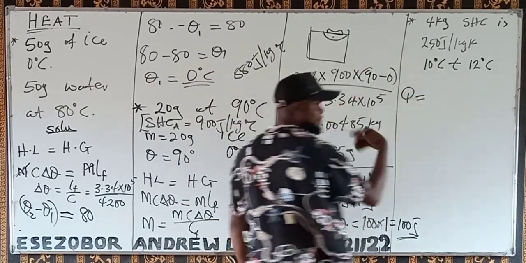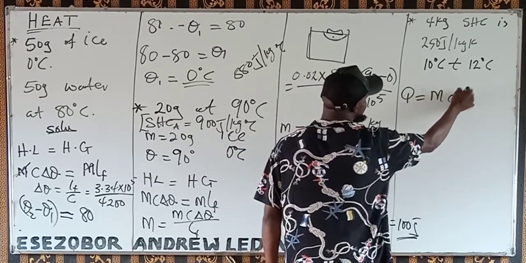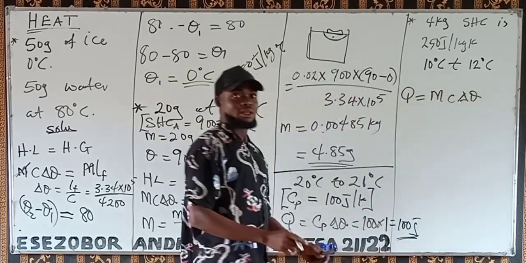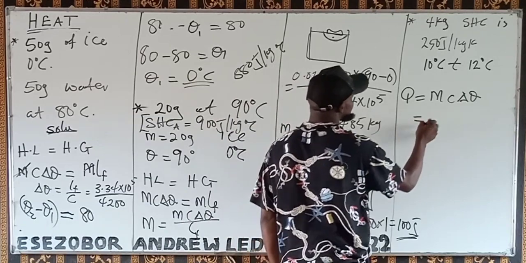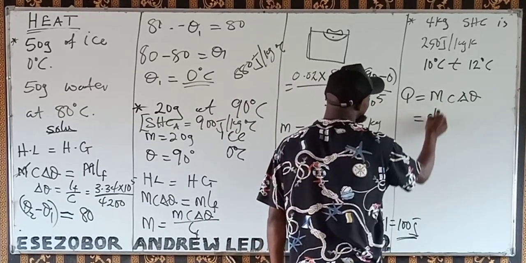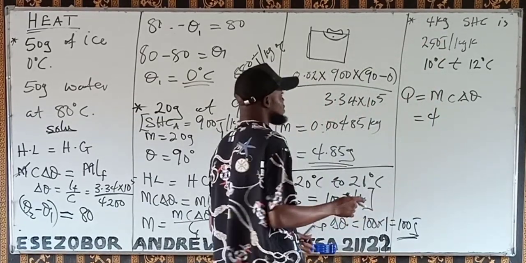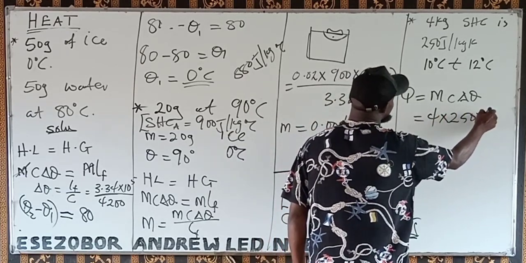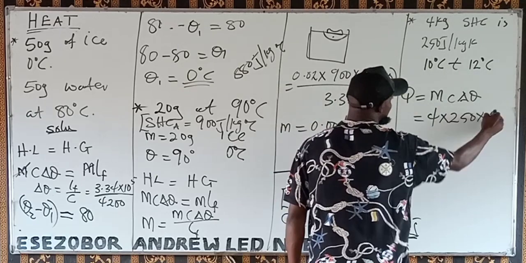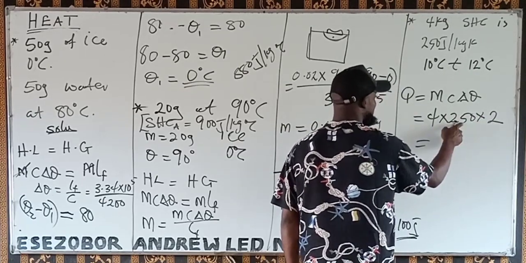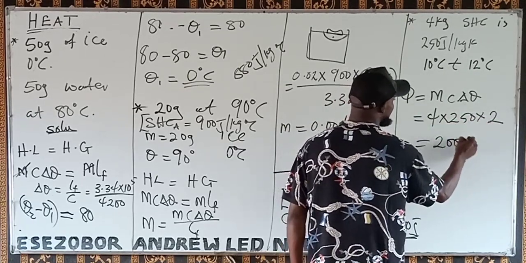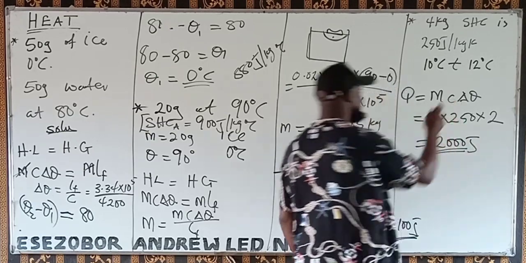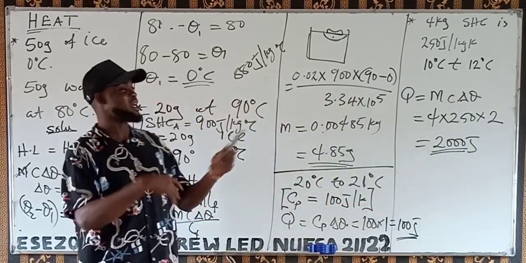Specific heat capacity was given, so Q is mc change in theta. The mass is 4 kilograms, not grams. The specific heat capacity is 250. Then the temperature change is 12 minus 10, that is 2. So 4 times 250 is 1000, times 2, that is 2000 joules. That is the quantity of heat required to do that job.